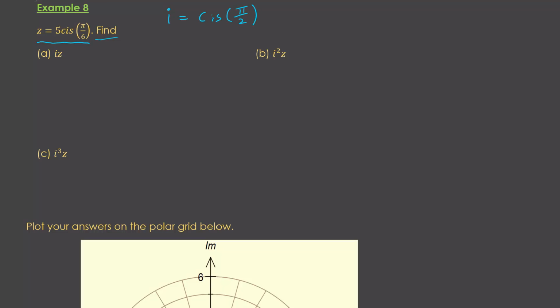1 cis pi by 2. We don't normally write the 1. Just think about whereabouts i is. It would be here. And so the argument is pi by 2. So what we have here is cis pi by 2 being multiplied by 5 cis pi by 6. So we multiply the moduli and we're going to add the arguments.